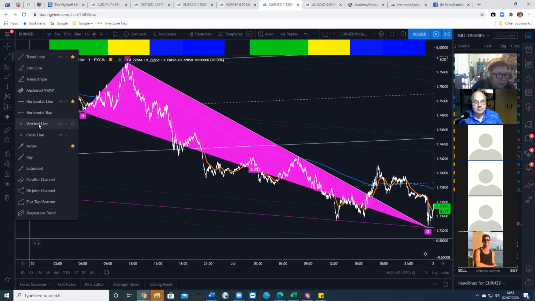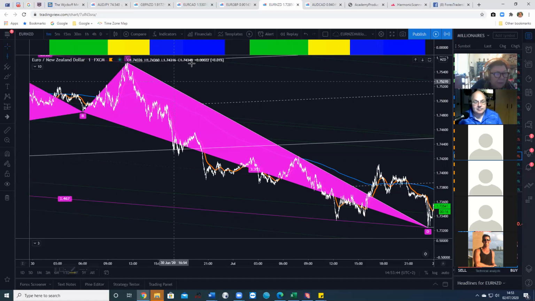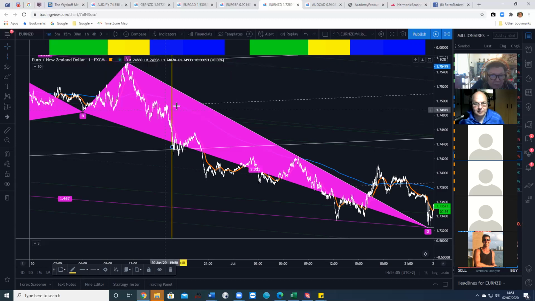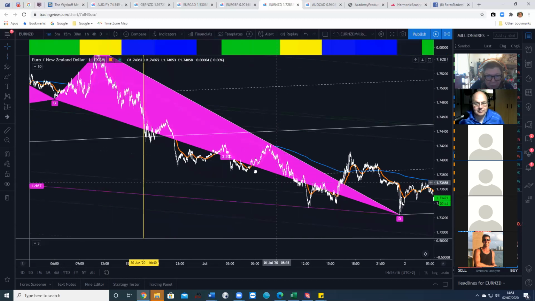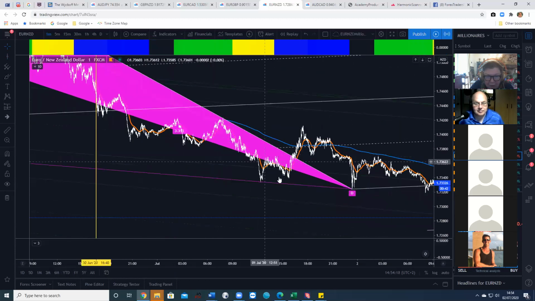Let me put a vertical line on. So I got in somewhere round about here, and it had come down off that pitchfork. I can't show you the quarter theory, and then I had 15 pips stop loss on it, so it was obviously forming that 88, the long leg.